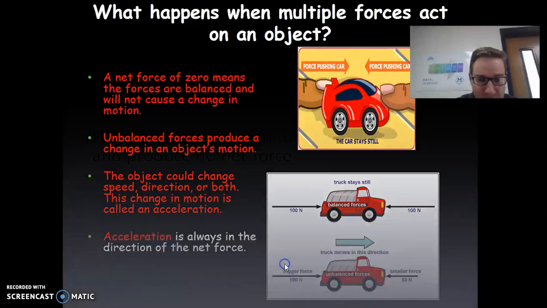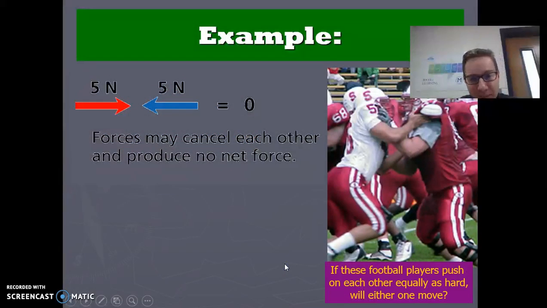So here are some examples I like, just to recap. 5 newtons pushing to the right and 5 newtons pushing to the left is 0.